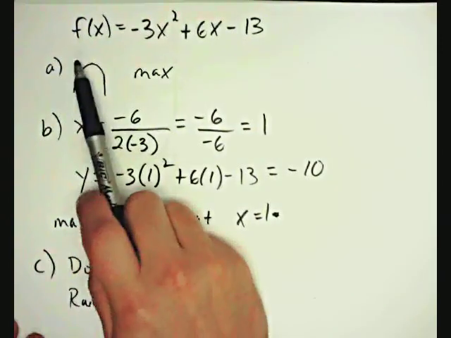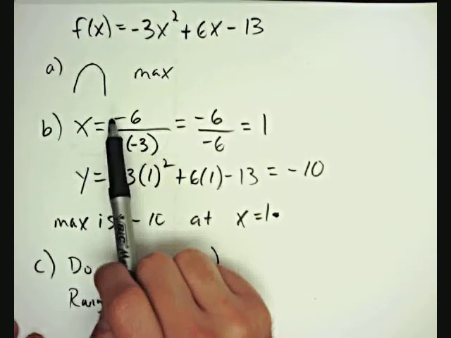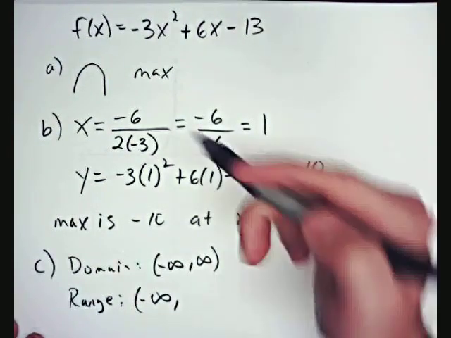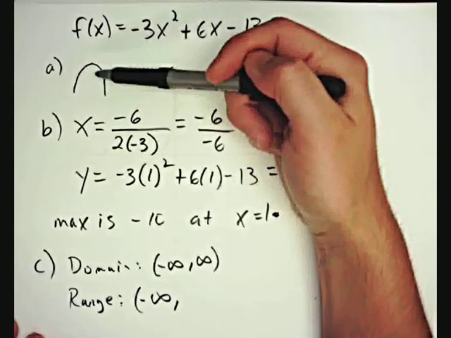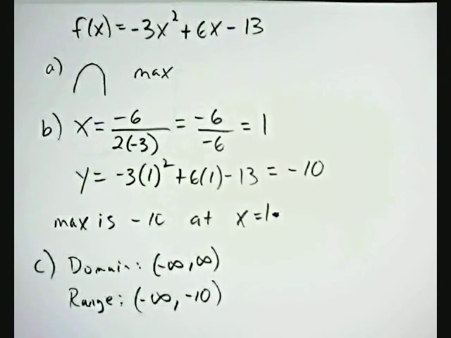It has a maximum y value of negative 10, and it goes downward further in both directions. So the smallest value, there is not one, negative infinity. The highest that the parabola ever gets is negative 10. So there's the range of our function.